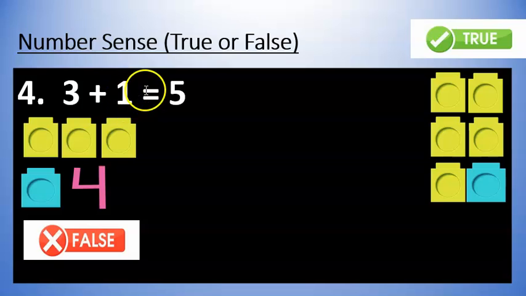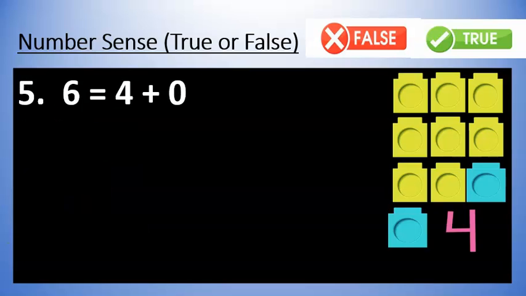3 plus 1 does not equal 5. So therefore it's false. Okay? 3 plus 1 is going to equal 4. So therefore, since 5 is there, it is a false statement. Okay? Here we go now. Keep watching. Let's go to another example.